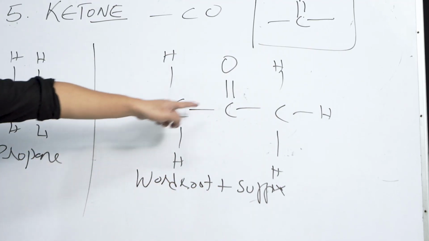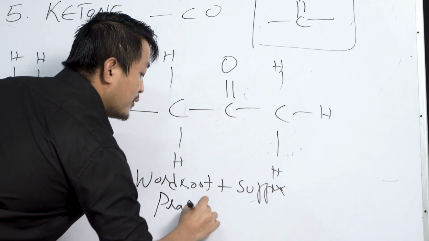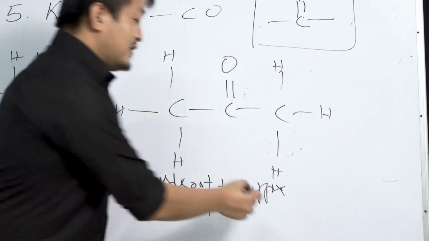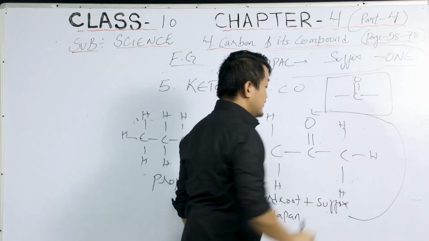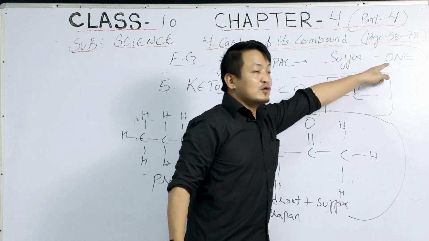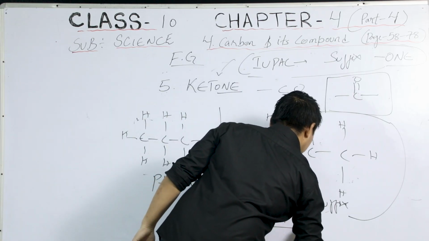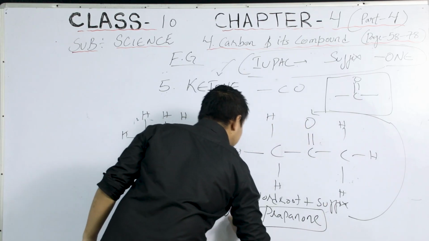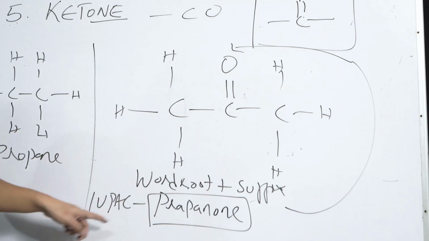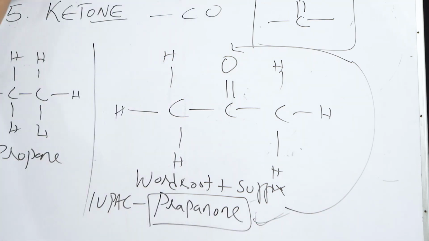For the word root, we have 3 carbons, so we'll write propane, right? Now, what is the suffix? Suffix, we always refer to the functional group, and the functional group is ketone. So we'll write ONE, right? So students, this is the IUPAC name, propanone. Okay, so this is how we use this functional group in a compound.